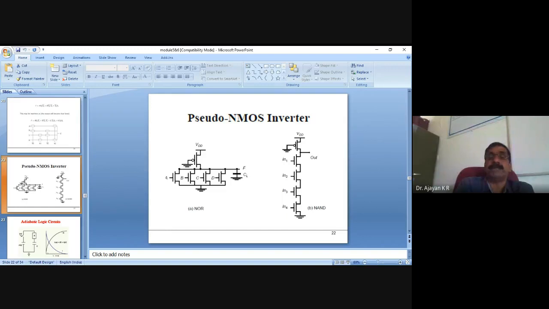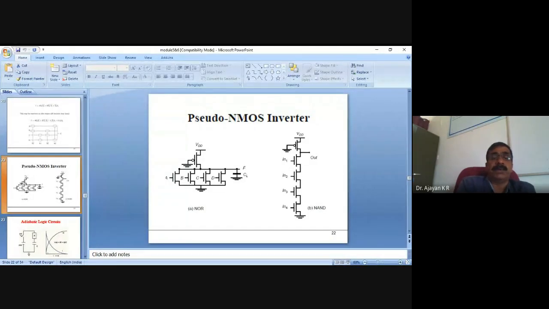Similarly, depending upon the current strength, the 0 of these pseudo NMOS circuits, it is not an inverter actually, it is a NOR gate and NAND gate. In these pseudo NMOS gates, the output will never settle to 0, but it has a strong 1 and a weak 0. Weak 0 means the voltage will always be higher than 0. So with this, we will cover the 4th and 5th modules.